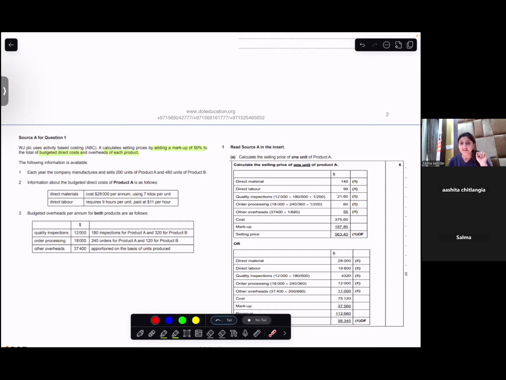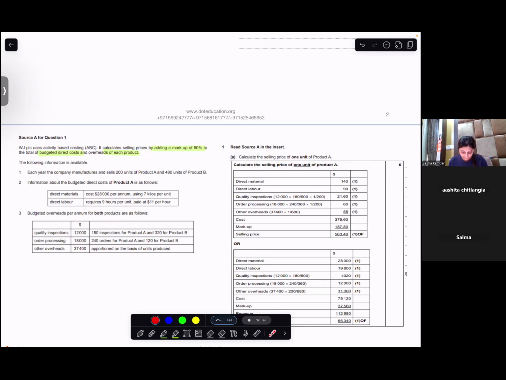Stop. We are asked to find out what? Product A selling price. And we want to find it for 1 unit. So you have an option that you find it per unit, or you find it for all and then divide by 200. Which option are you choosing? First for 1 unit of A. Okay, fine. Come on. Direct material.